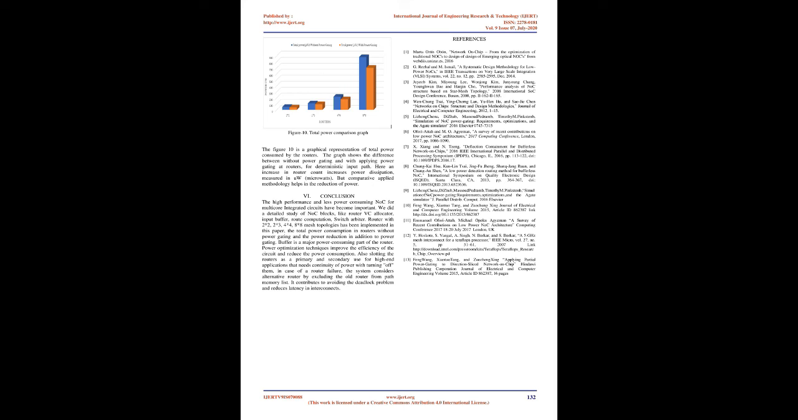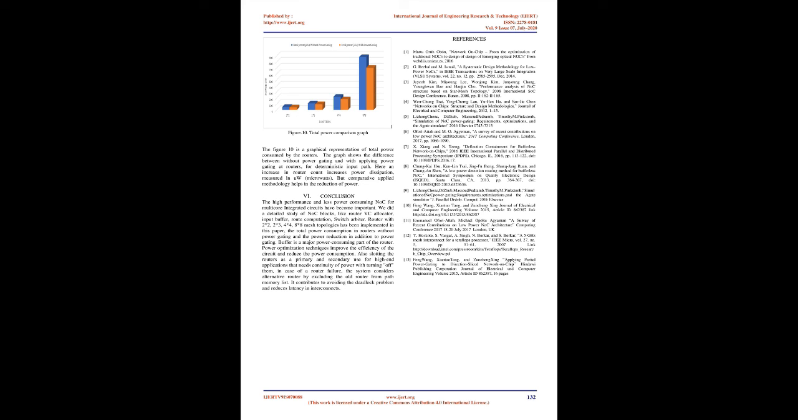By the experimental results, as the number of routers increases, the buffer count in each router increases, and a high number of buffers consume more power. Routers are kept in an active state for a period of cycle time during packet transmission between them. Once transmission completes, routers wait for 5 to 6 cycles idly, then go into sleep mode. Figure 10 is a graphical representation of total power consumed by the routers. The graph shows the difference between without power gating and with power gating at routers, for a deterministic input path. Here an increase in router count increases power dissipation, measured in microwatts. But the applied methodology helps in the reduction of power.